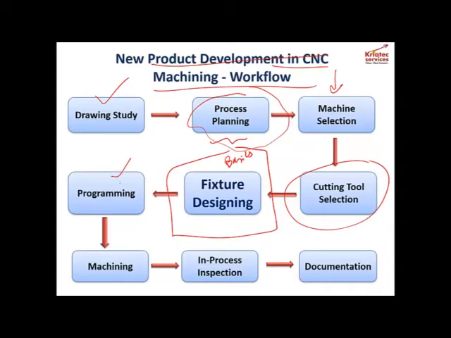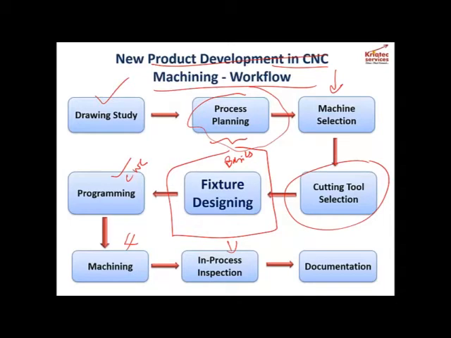Next is CNC programming, where you can use CAM software like HCAM or any leading CAM, or you can use manual programming. Then finally you are going to do the live machining. And today the new concept which is coming is in-process inspection. You can use probes or tool setters to measure the parts in the CNC machine itself, with no need to take them to the CMM.